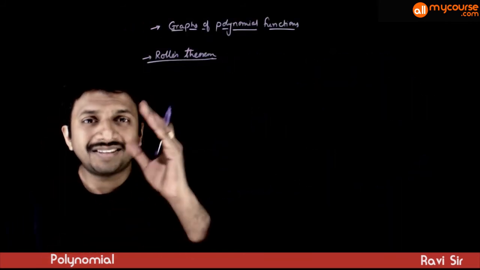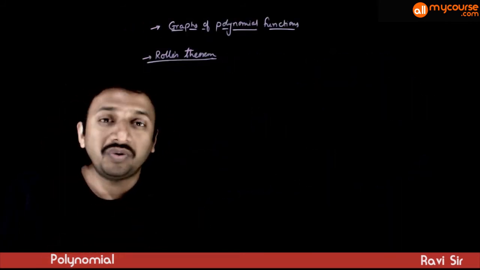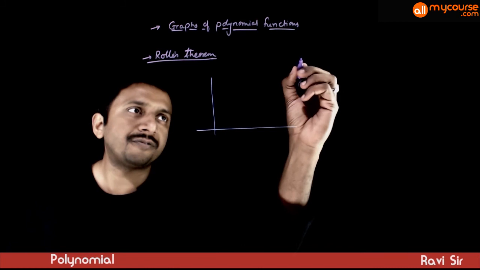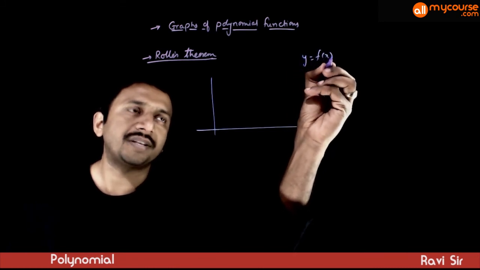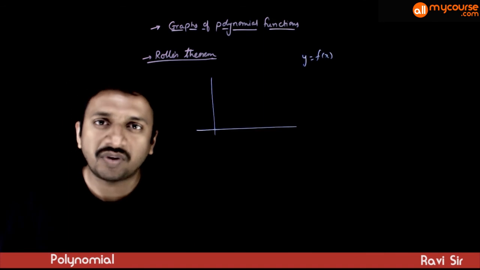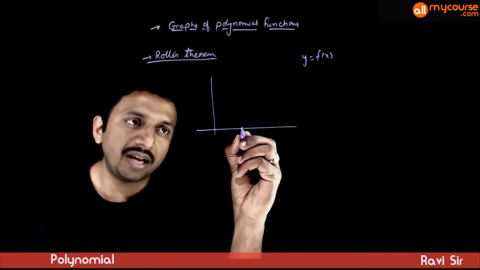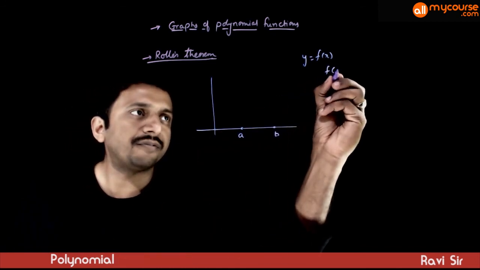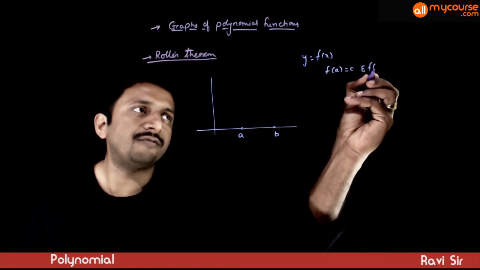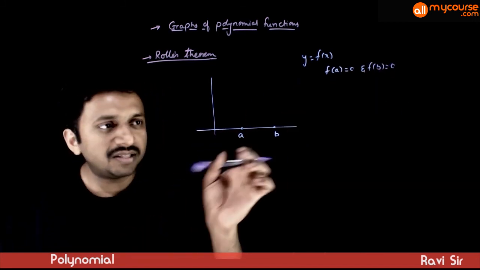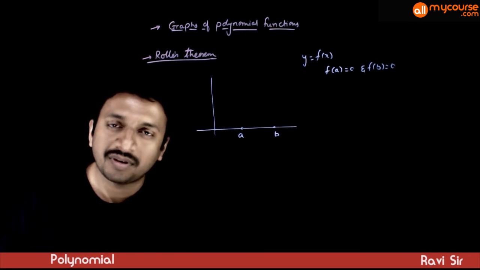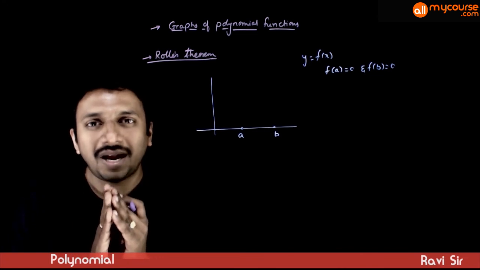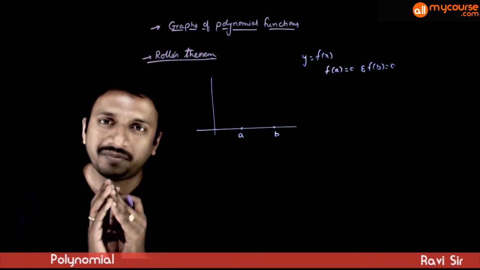So next, there is a theorem called Rolle's theorem, which says that between any 2 roots of y is equal to f of x. So if you have a polynomial function y is equal to f of x, and if you have 2 numbers a and b, where f of a is equal to 0 and f of b is equal to 0. That means if the graph passes through these 2 points, then between these 2 points, f dash of x will be equal to 0 at least at 1 point.